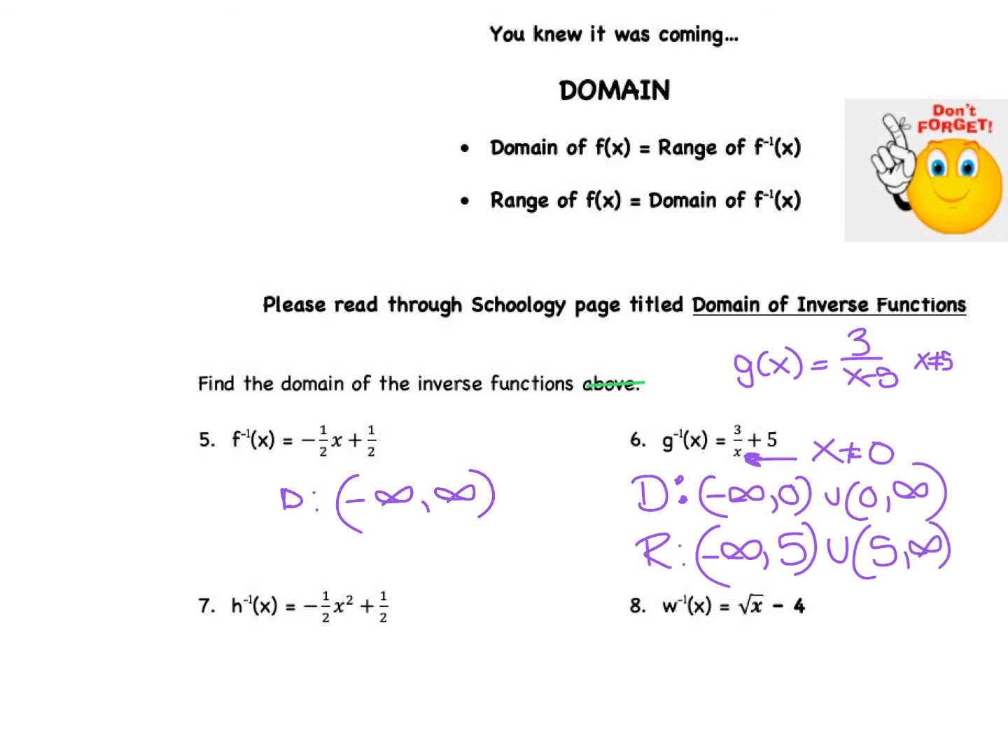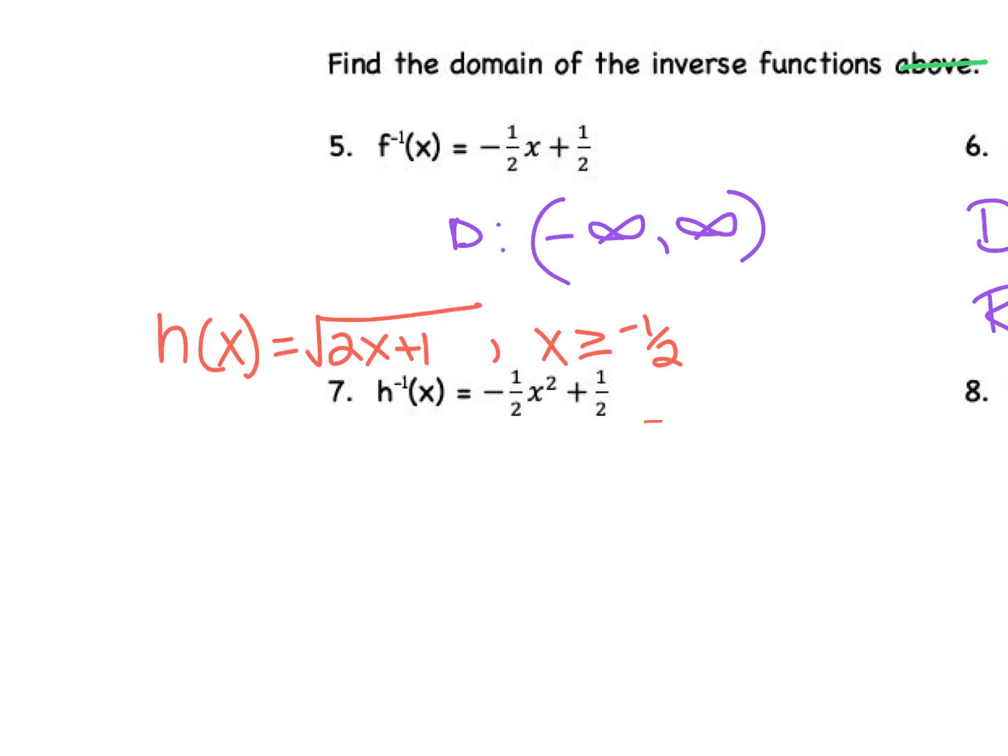Okay, h inverse of x. For h inverse of x, again, domain and range are going to flip. So our new inverse, well, that is a parabola. So I could find the vertex of the parabola. And when I do that, if you think back, I would do negative b over 2a to get the x-coordinate of the vertex. So b is 0, so my x-coordinate of the vertex is going to be 0. And then if I plug 0 into the function, I'm going to get 0, 1/2.